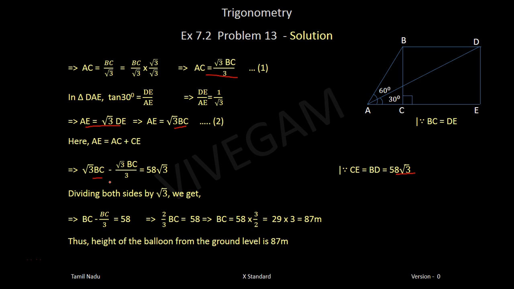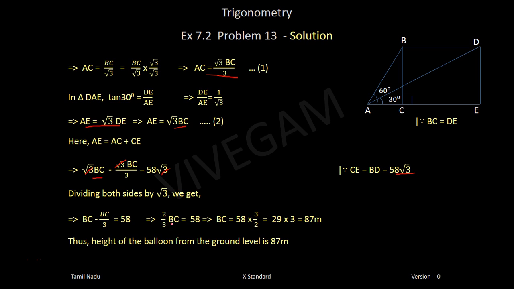But before calculating it, let's make life simple. So divide both sides by root 3. Root 3 is common, so this will go off, this will go off, and this will go off. So you will get BC minus BC by 3 will be equal to 58. And BC minus BC by 3 is 2/3 BC. Taking LCM, you will get 3 BC minus BC by 3. 3 BC minus BC is 2 BC by 3 equal to 58.